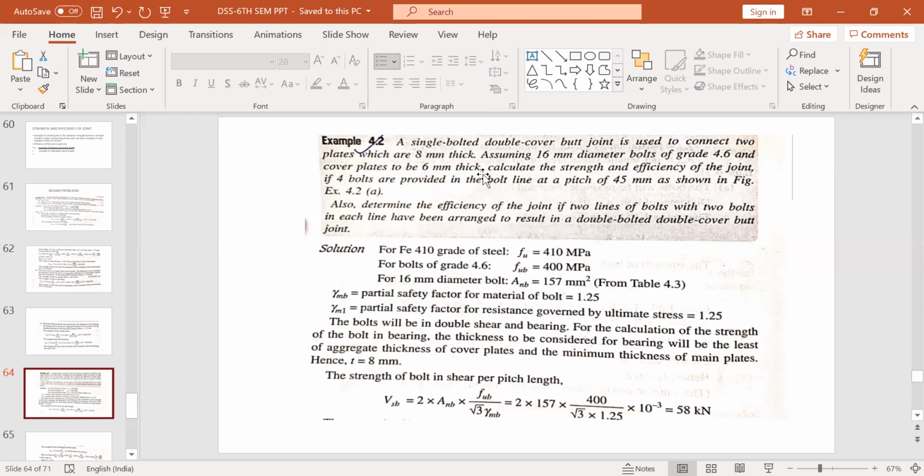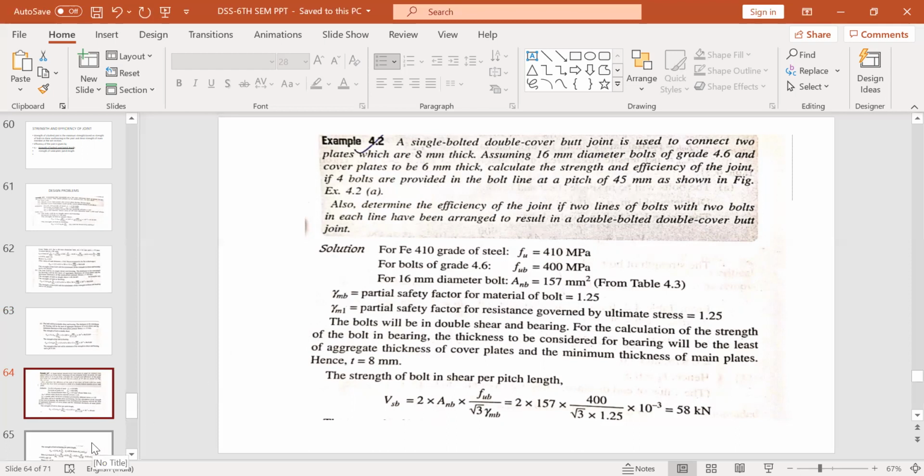First it was single bolted. Now you are changing to double bolted. First it was single bolted, means only one line of bolt. Now you are providing double bolted, means 2 lines of rivet will be provided. So what will be the change in strength and change in efficiency when we do that? You understood the problem? First case is you are providing single bolted double cover butt joint. Each of the dimensions of all the plates have been given, and in one line only, you are connecting 4 bolts, at a pitch of 45 mm.